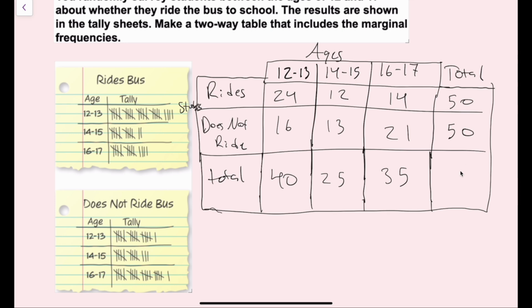And then to figure out the entire total of how many students are involved, I could count all of these, or I could just add up these rows or add up these 2 entries in the column. So 50 plus 50 is 100. And 40 plus 25 is 65, plus 35 is also 100. So now that I've made my two-way table, although it's a little bit messy, it has all the marginal frequencies and the totals, and now we're done with this one.